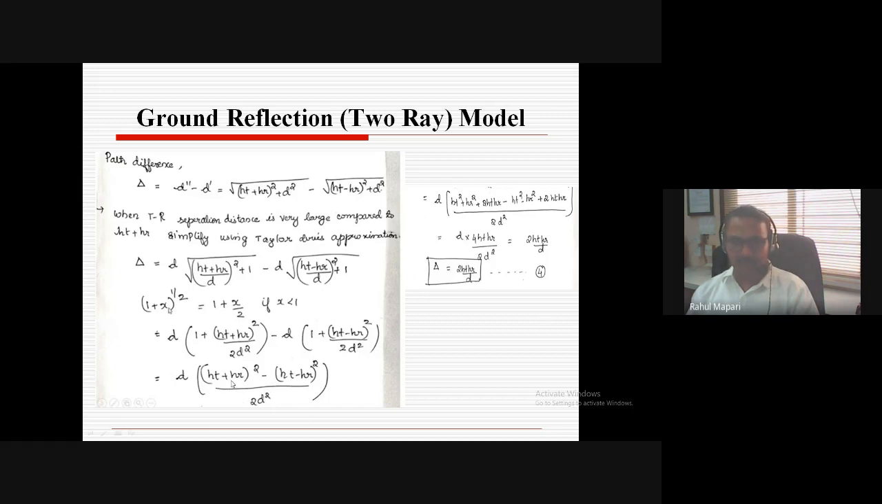When we simplify A plus B square and A minus B square, you will get this kind of equation. And when you solve it, you will get 4 HT HR divided by 2D square. Okay. Now 1 D and 1 D get cancelled. 2 and this 2 get cancelled, it remains 2 HT HR upon D. So the path difference delta is equal to 2 HT HR upon D. HT is the height of the transmitting antenna, HR is the height of the receiving antenna, divided by D, the separation between these two antennas, with a scaling factor 2. That is called the path difference.